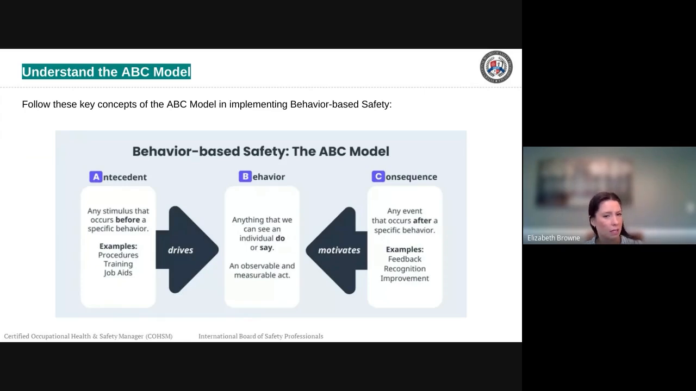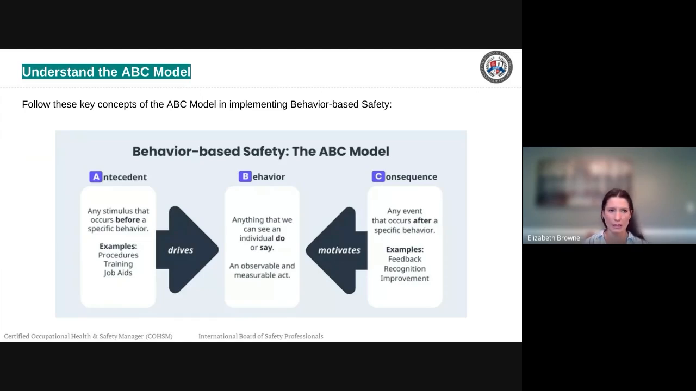So following the key concepts of this ABC model in implementing behavior-based safety, A stands for the antecedent. So any stimulus that occurs before a specific behavior, like procedures, employee training, things that provide aids to make the job safer, that drives behavior, which is our B. So anything that we can see an individual do or say is considered behavior. And then C, our consequences, motivates that behavior. So any event that occurs after a specific behavior.